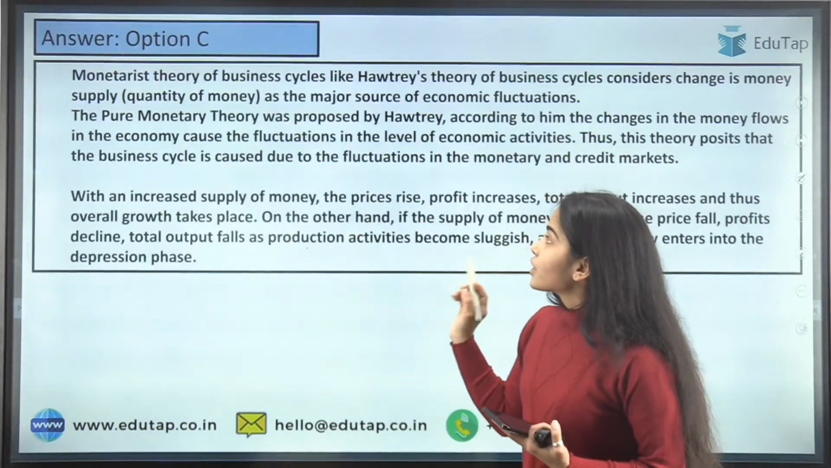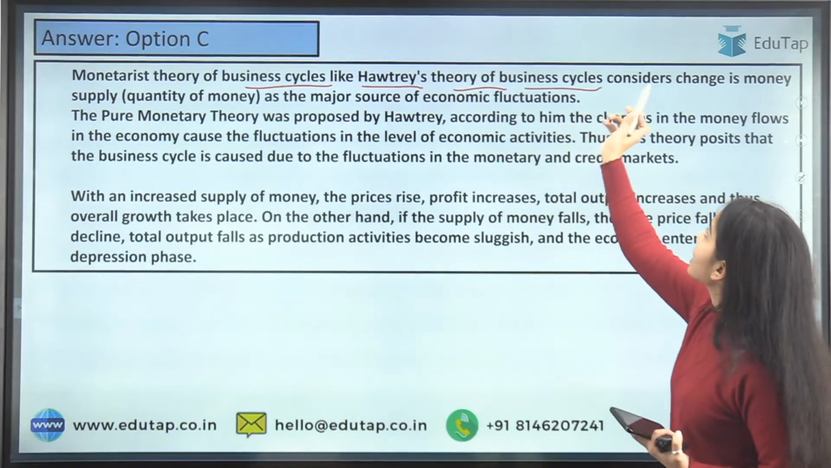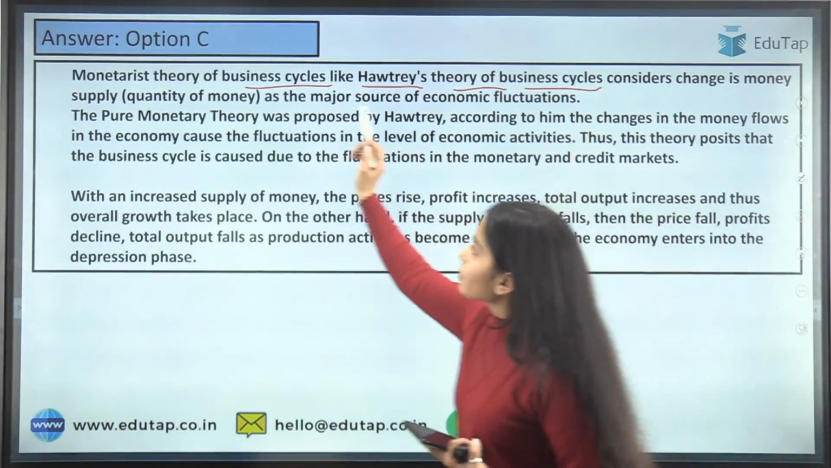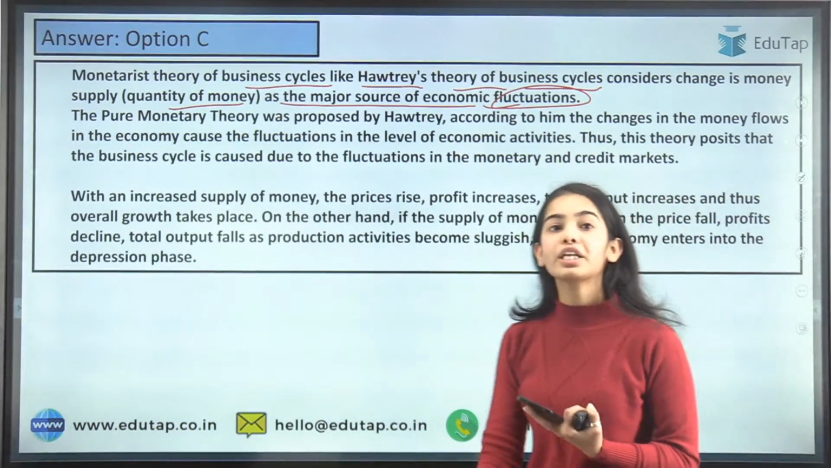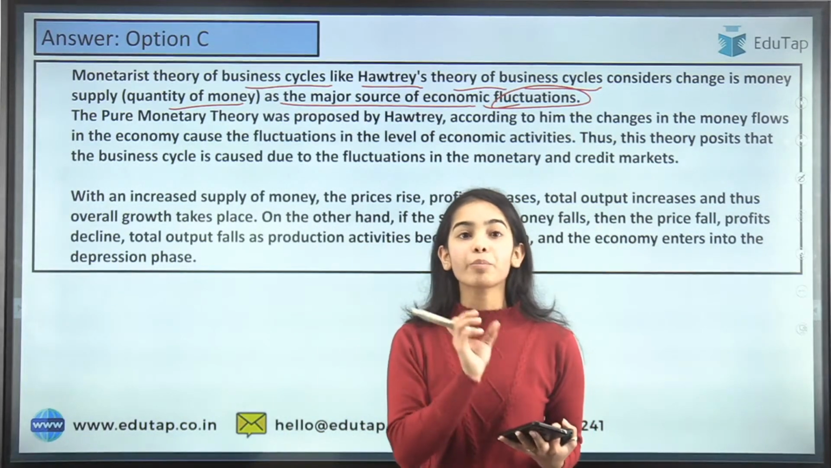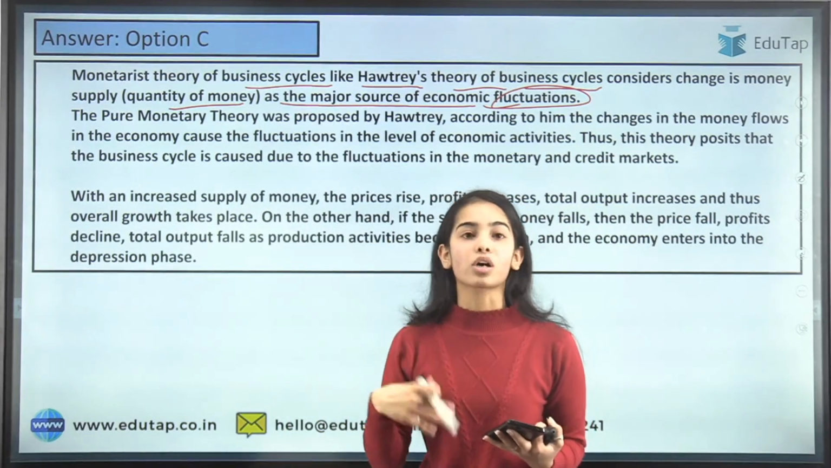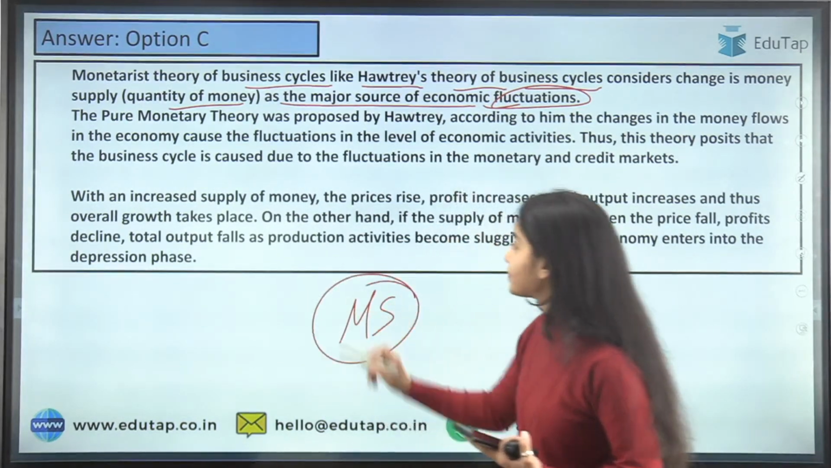So the monetarist theory of business cycles, like Hawtrey's theory of business cycle, considers change in the supply quantity of money as the major source of the economic fluctuation. Even if you don't know anything about Hawtrey, you must know what monetarist theory is. That is, they talk about supply, money supply. Okay, they talk about money supply.